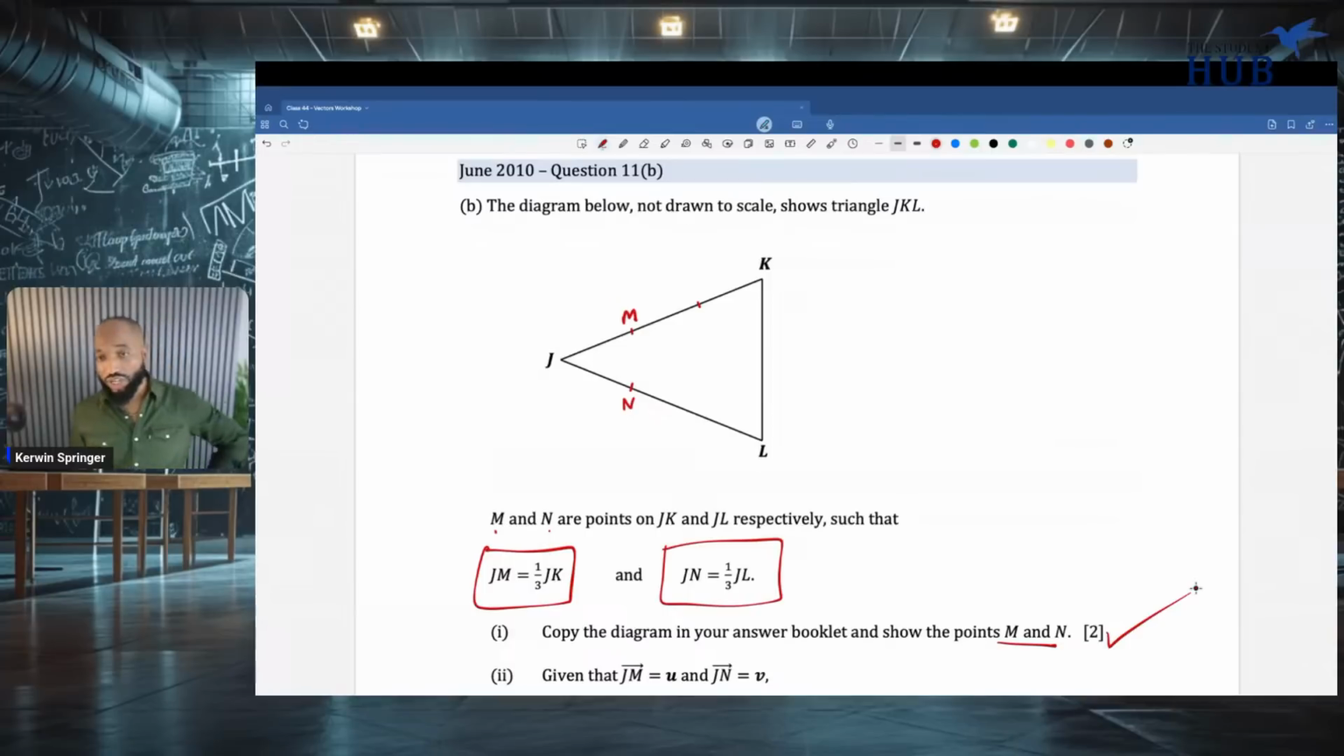2 marks. Now they don't give away marks. CXC maths is the most stingy exam in the whole of CXC. No other subject is more stingy than maths.